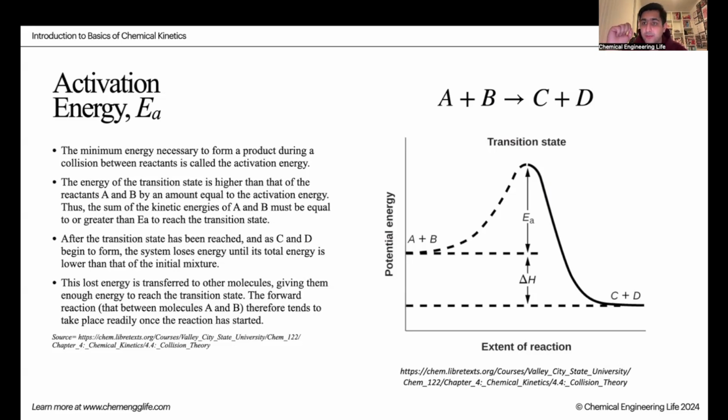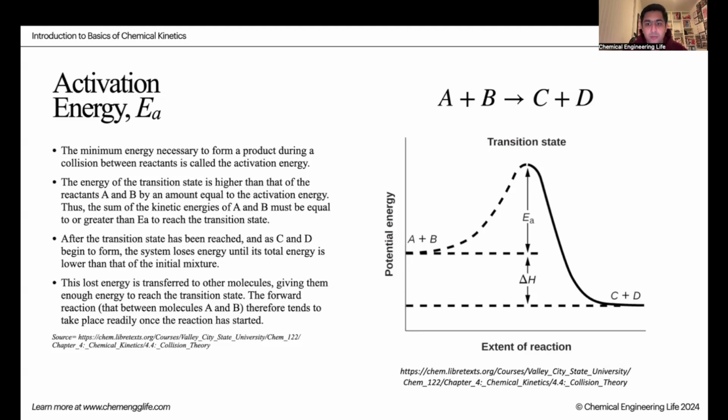As soon as your products are formed, you'll notice that it starts to go down, and the potential energy of the products is then less than your starting reactants. And the delta H is just the change in enthalpy between your reactants and your products. And the sum of the activation energy and the enthalpy would be the energy that you would have to provide to the system in order to go from the products back to the reactants, if it is a reversible reaction.